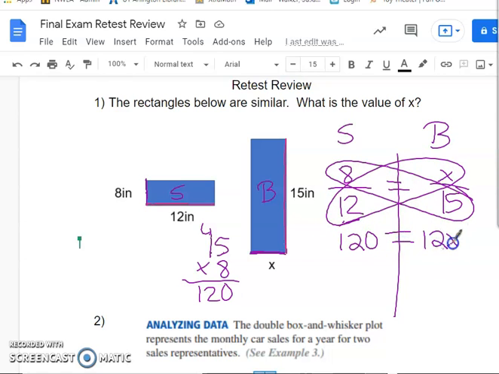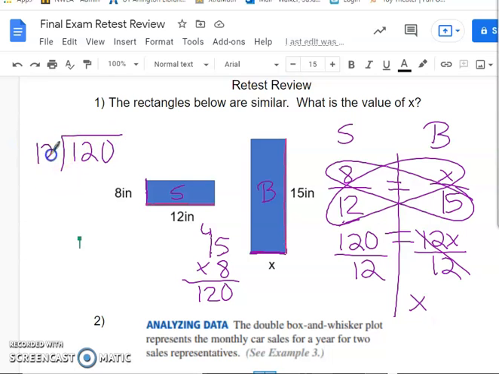Okay. So then I can divide. Now, if you can divide this in your head, that's awesome. Perfect. If not, you just show 120 divided by 12. 12 will go into 1. 12 will go into 12 one time. But that's not where this stops because I still have a 0. So 12 into 0, I have to put that there. So x is equal to 10 centimeters.